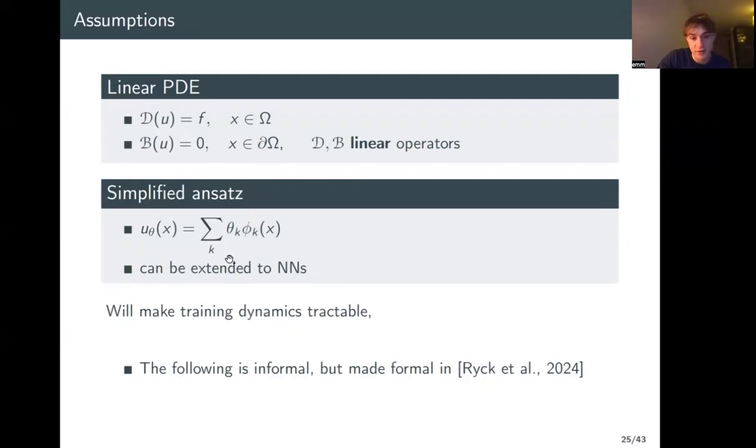discretization, where we're going to have some functions phi of k, which are going to represent our solution if we combine them linearly. And what we want to learn, our parameters here in this case, correspond to the coefficients associated to these functions. And we're going to see how this can actually be extended to neural networks in a very specific context. But this will enjoy the benefits of actually having tractable dynamics.